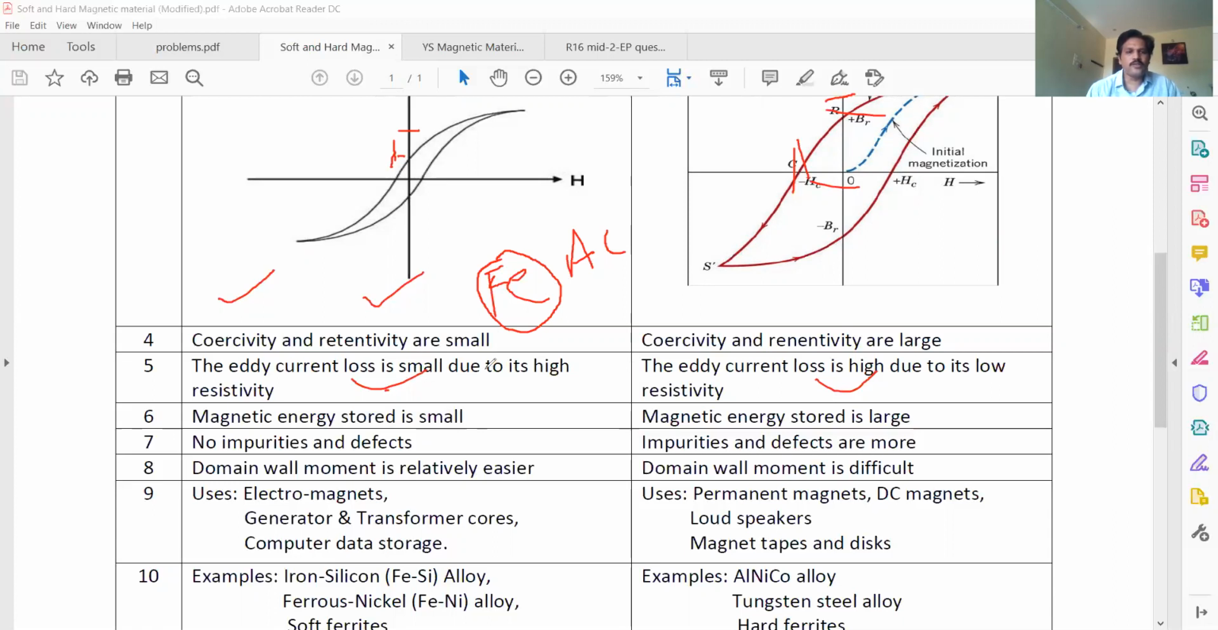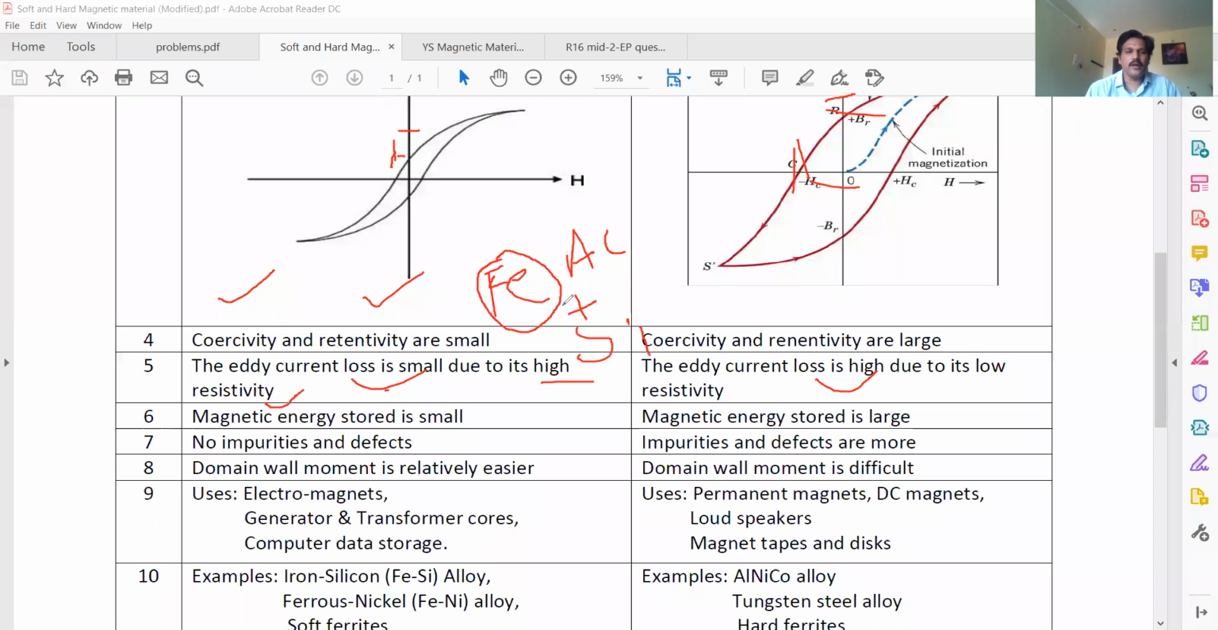The eddy current loss is reduced by increasing the resistivity. Generally, metals are good conductors of electricity, but they have some resistance property. I increase that resistivity to a high value. How? By adding some silicon, 3 to 4% silica, to iron.